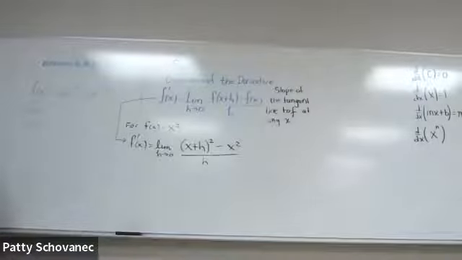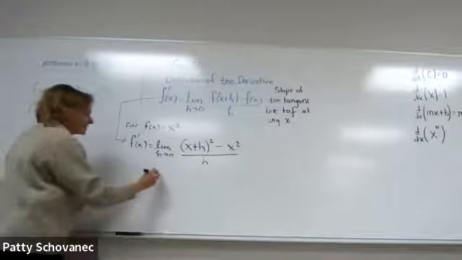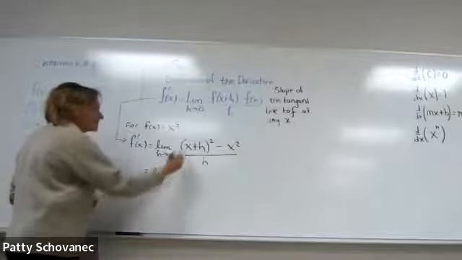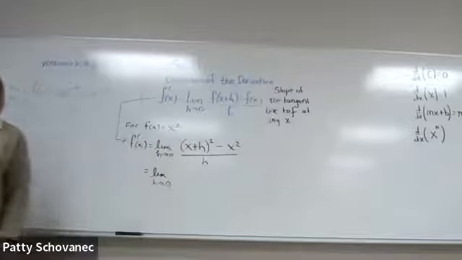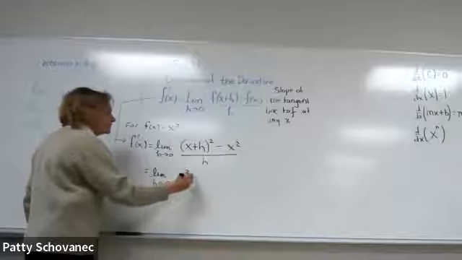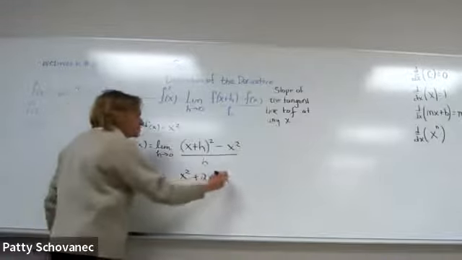So remember, when you square x plus h, you'll get 3 terms. Do you know the 3 terms you'll get? What's the first term? There you go, keep going. Plus 2xh plus h squared, very good.